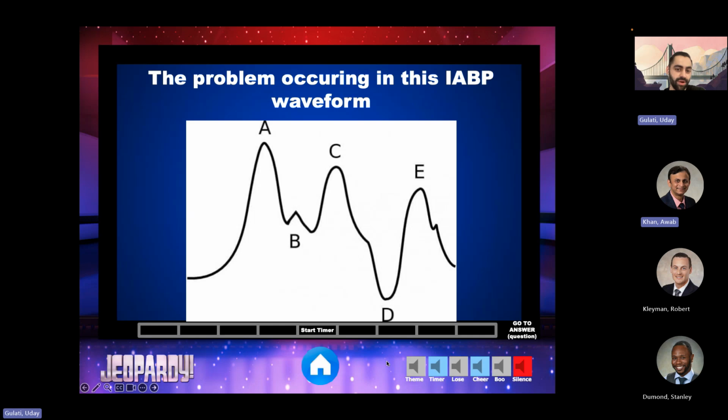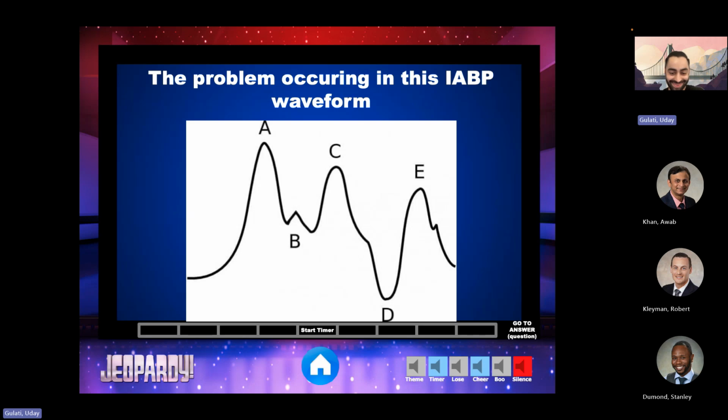What is the problem occurring in this balloon pump waveform? Honestly, I agree that any waveform troubleshooting should be a 500 question. But when you look at it enough, like 100 times, it gets easier. It's not providing the support at the right time. Is it too early or too late? It's too late. So that would be delayed augmentation. Delayed augmentation.